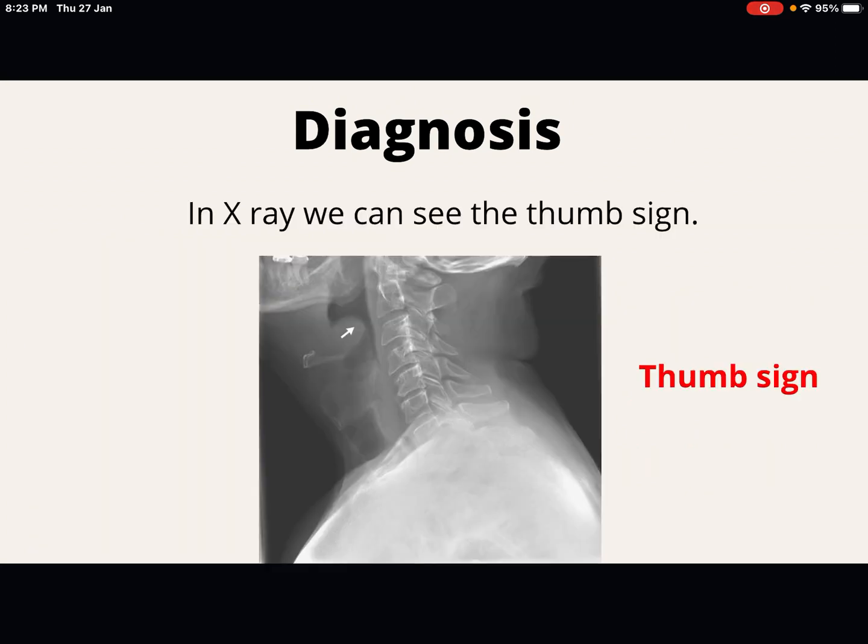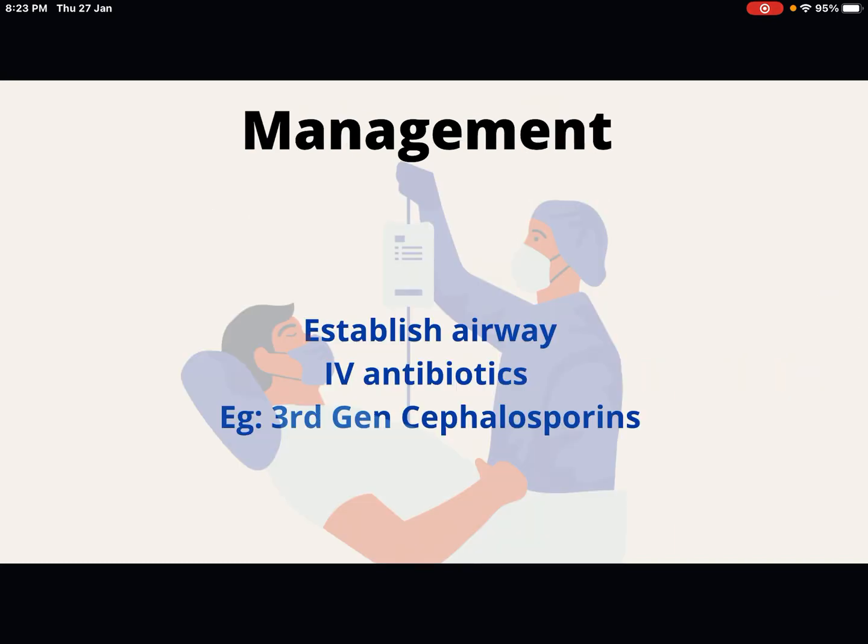And also we can diagnose it through X-ray. In X-ray, we can see the thumb sign. You can observe the thumb sign in the slide. So in X-ray also, we can diagnose acute epiglottitis.